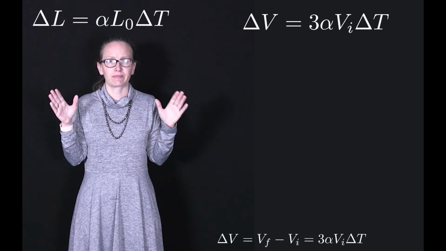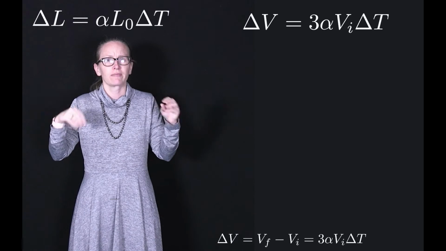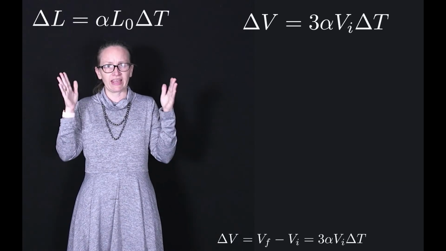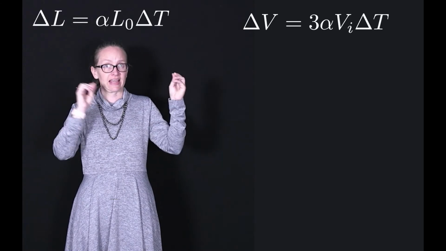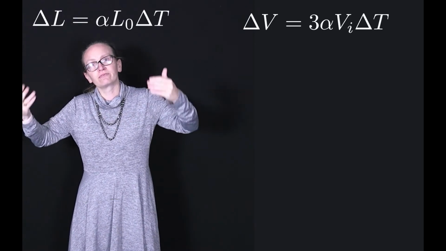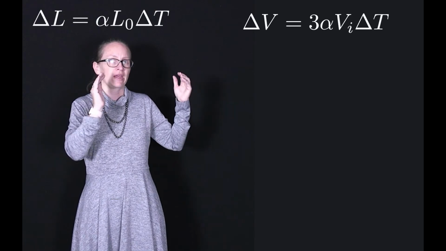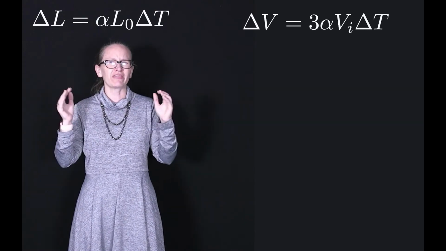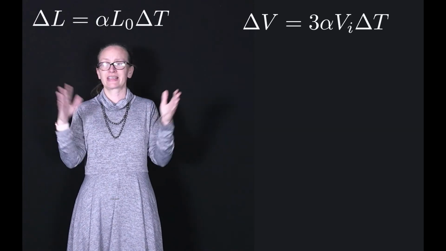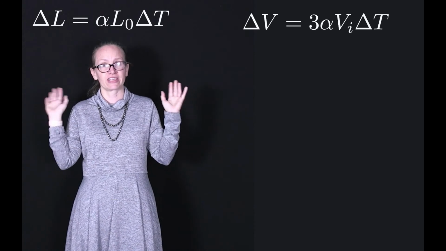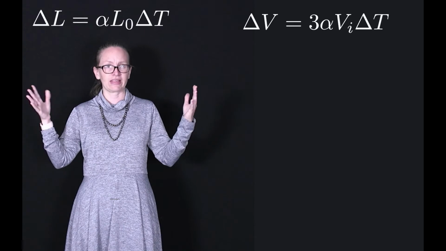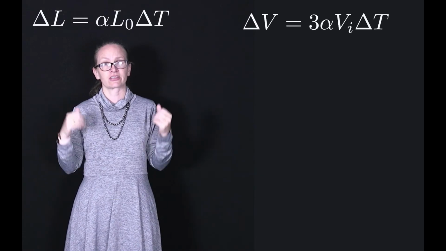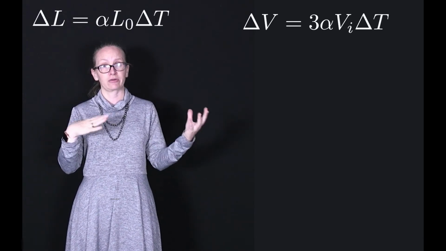Now, this is the expression that we use for solids because with solids, it's relatively easy to measure how the length of a side changes as it's heated. However, liquids also expand when they're heated, and we don't really have a length for a liquid because liquids take on the shape of the container. So it wouldn't make sense to work out how much the length of the liquid changed. But it does make sense to measure how the volume of a liquid changes.